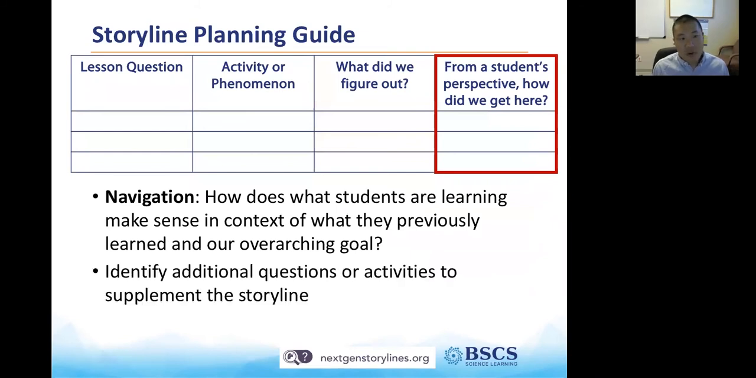Also, in the process of planning the storyline, you might identify that there are some additional questions or activities that you need to include to supplement your storyline. So for example, as you're going through, you might find that there's an additional idea or question that kids might pose, and you might want to add an additional row. Or you might realize there's a claim, or something we want kids to figure out, where you think kids might need additional sources of evidence or opportunities to test those ideas. You would then use those opportunities to supplement what's in the activity column that's linked to what you want the kids to figure out.